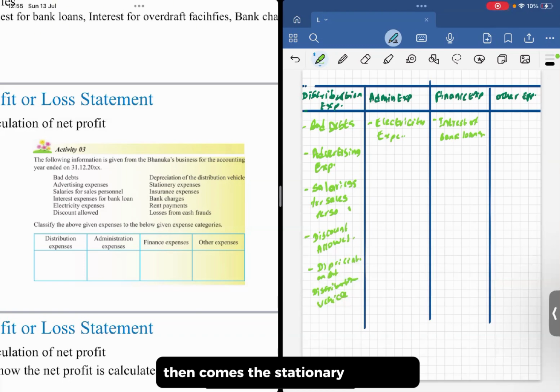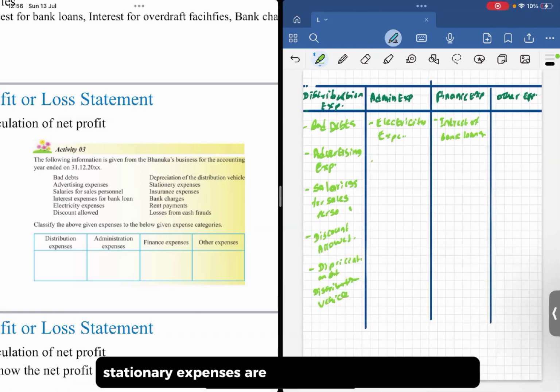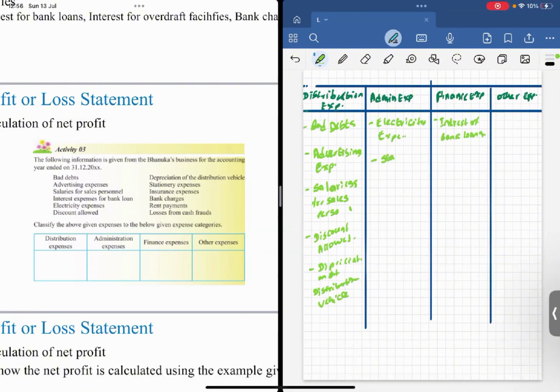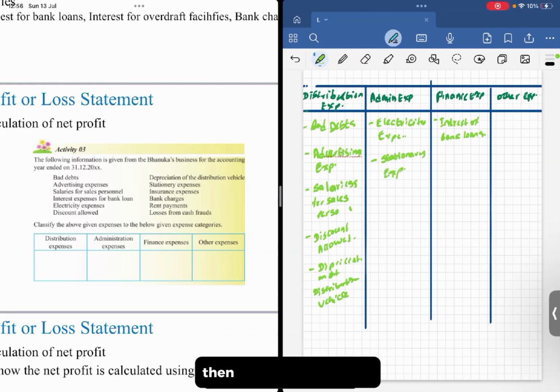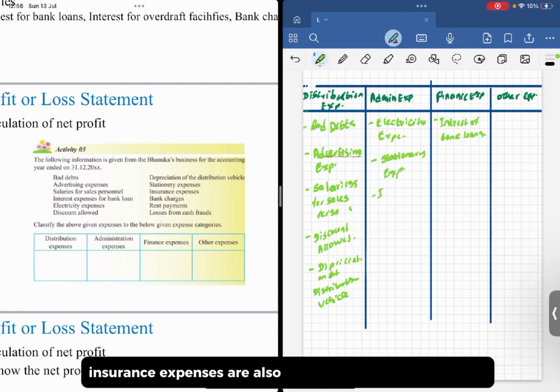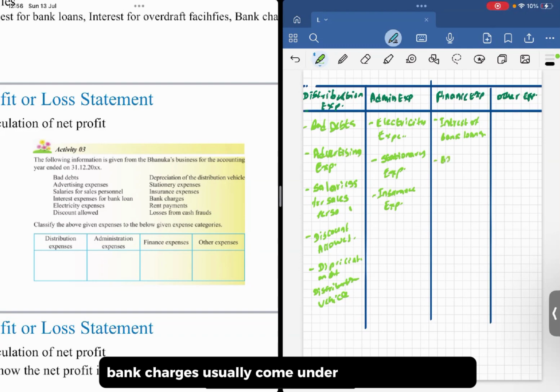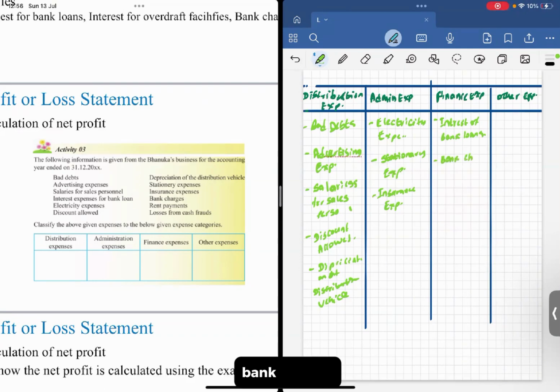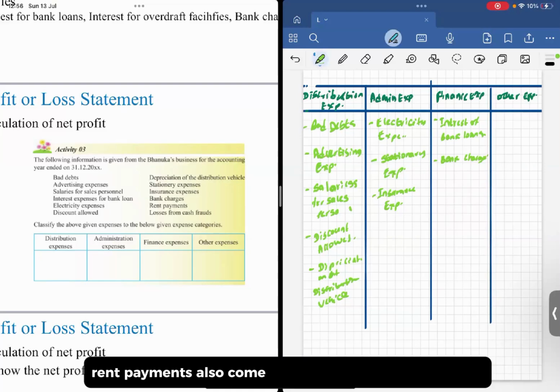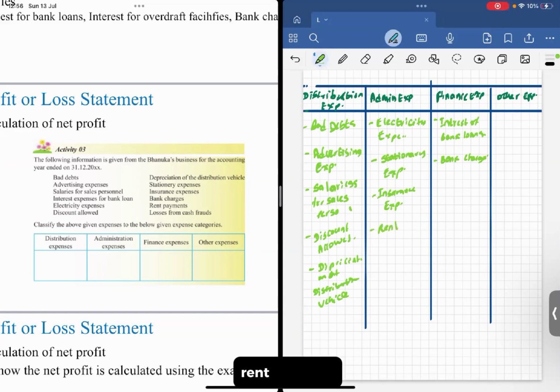Then comes the stationery expenses. Usually stationery expenses come under administration expenses. Then insurance expenses. Insurance expenses are also coming under administration. Then comes the bank charges. Bank charges usually come under financial expenses. Then rent payments. Rent payments also come under administration expenses.